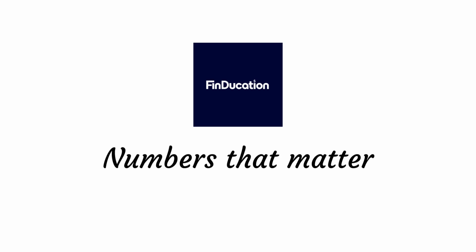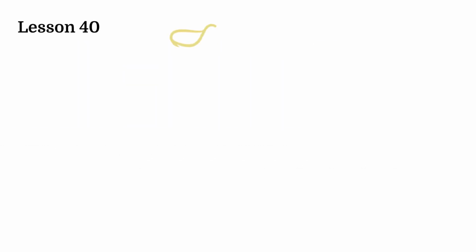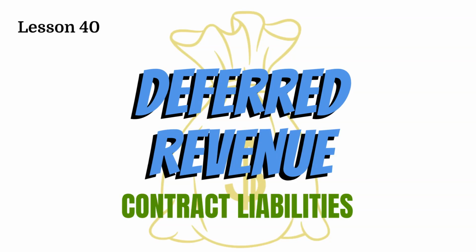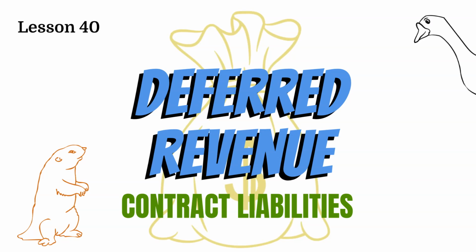Today we unpack deferred revenue, also called contract liabilities under IFRS. You will learn what it is, when to record it, how it unwinds into revenue, clean journal entries, common examples like subscriptions and gift cards, plus mistakes and simple controls.